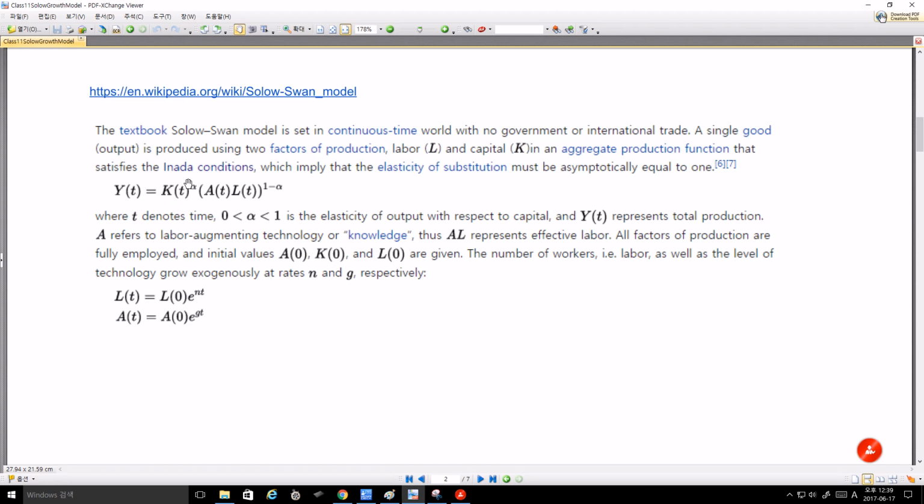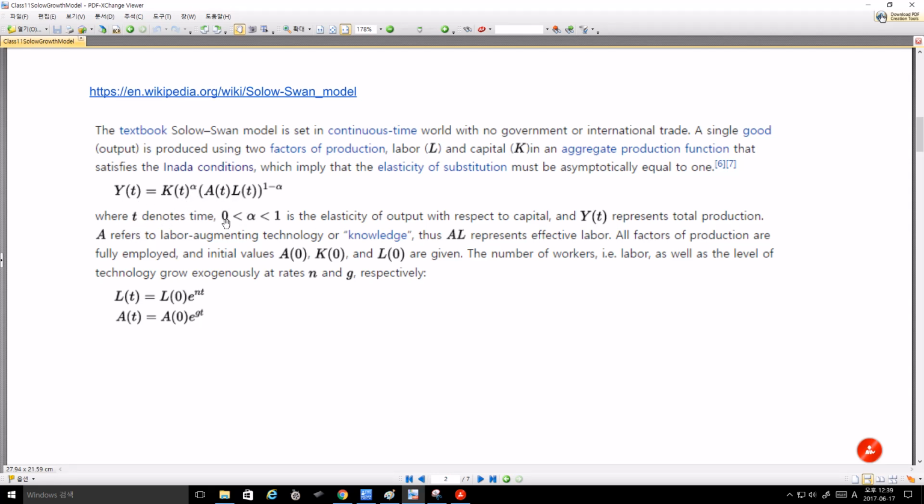Y is K^alpha (AL)^(1 minus alpha). You can regard this as the economy. Y is GDP, K is the total stock of capital, L is the total stock of labor, and A is the total stock of technology, something like that. T is time.